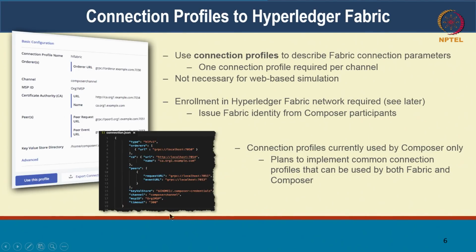And here's an example JSON which gives you all of these things. The same attributes are captured as a JSON here. It currently is used only by Composer, but in future it's also possible for Fabric to consume this. But right now Fabric doesn't consume this as yet, but it could be in the future.